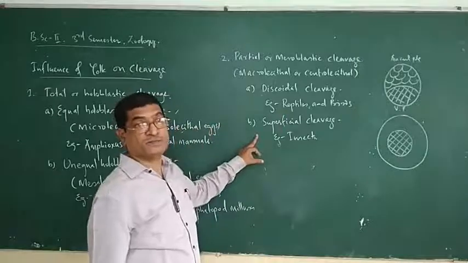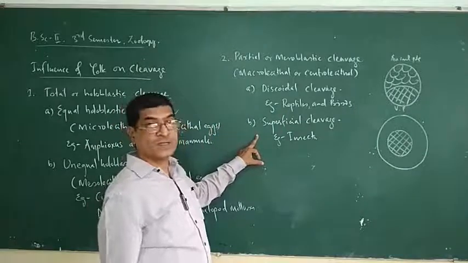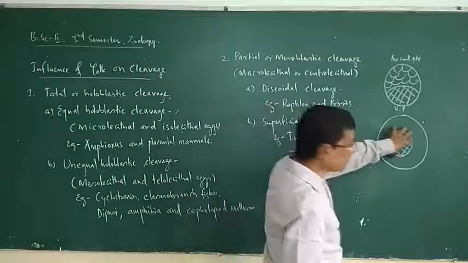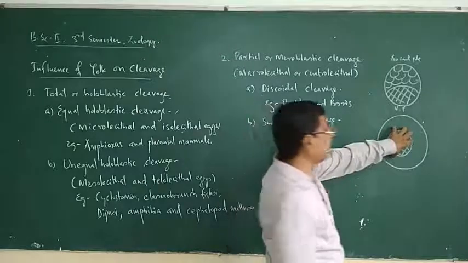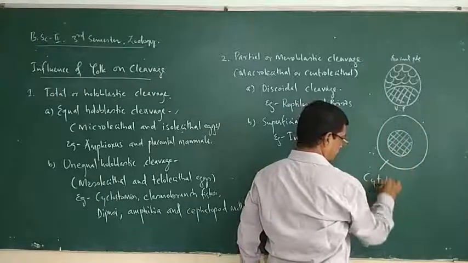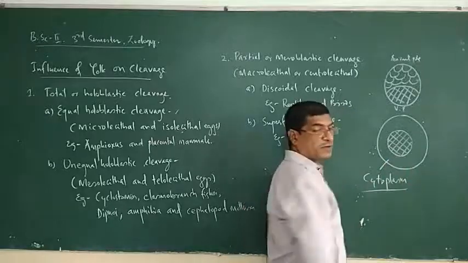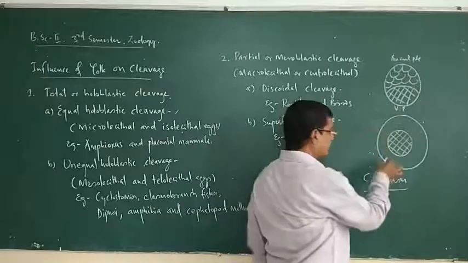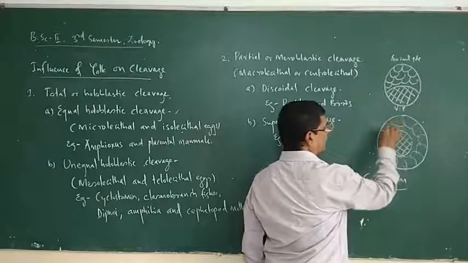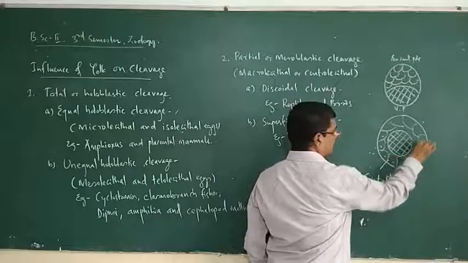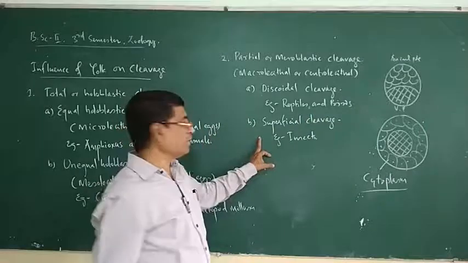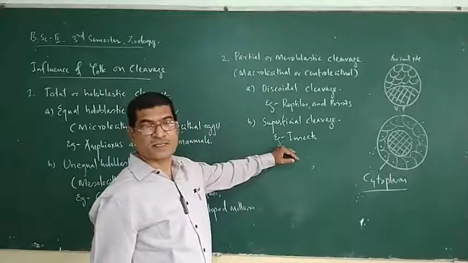Next, superficial cleavage. Look here, a large amount of yolk is present, no doubt, but that yolk is present at the center. Only the peripheral region of the egg has cytoplasm. This cytoplasm is free from yolk. Then division takes place. Cell division occurs. This type of cleavage is known as superficial cleavage. Such cleavage can be seen in insects.